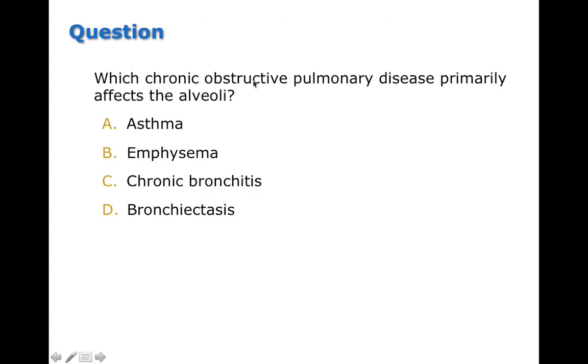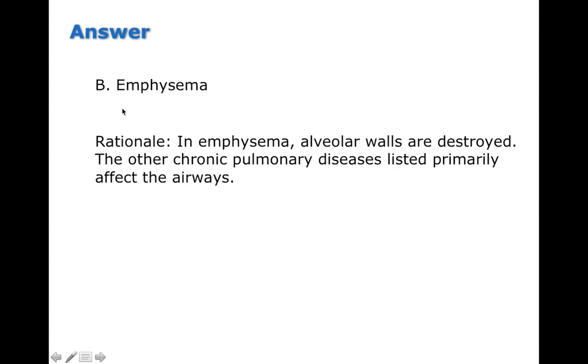So this question here says, which chronic obstructive pulmonary disease primarily affects the alveoli? Is it asthma, emphysema, bronchitis, or bronchiectasis? Well, we said it was emphysema, right? That was pretty characteristic of emphysema because we said that the alveoli and smaller bronchioles had destruction of the walls. This is what caused the trapping of air in those distal air sacs.